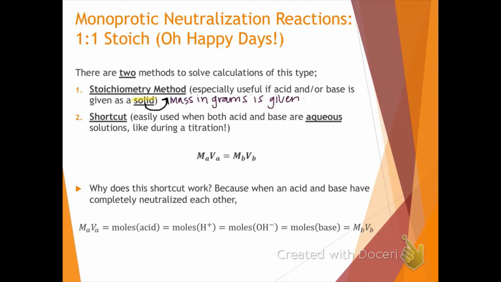The shortcut way is going to be best when our acid and base are both given as an aqueous solution. So we're given volumes and concentrations for both acid and base. That's going to be primarily what we see when we're working with titrations. That shortcut is MAVA equals MBVB. So that's the molarity of your acid times the volume of your acid is equal to the molarity of your base times the volume of your base.